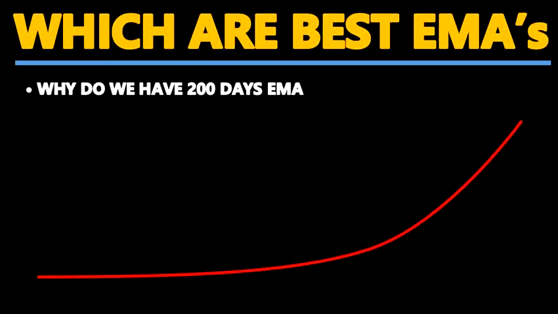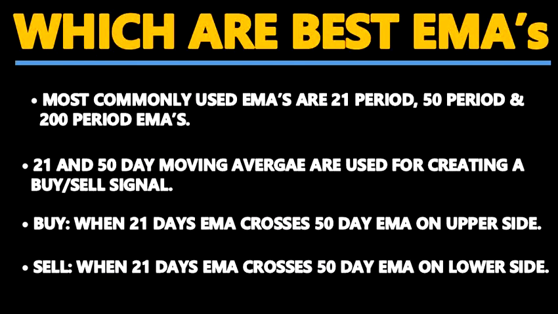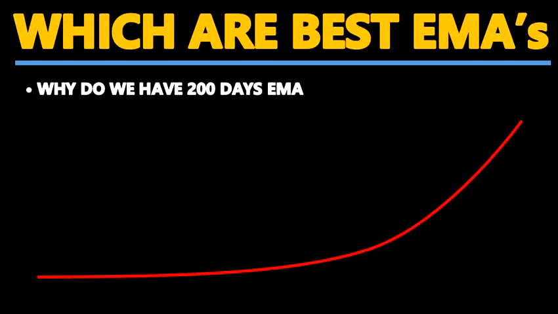So why do we have the 200-day moving average? Let's just go back. Here we saw 21, 50 and 200. Now we know what 21 and 50 do. So what is the use of 200? The 200-day moving average is for long-term support or resistance.